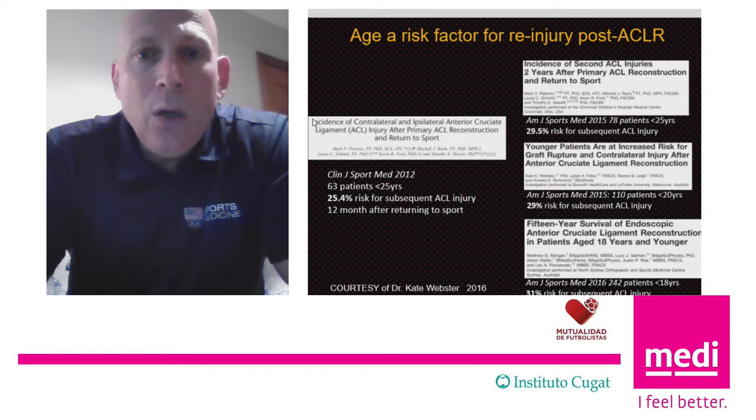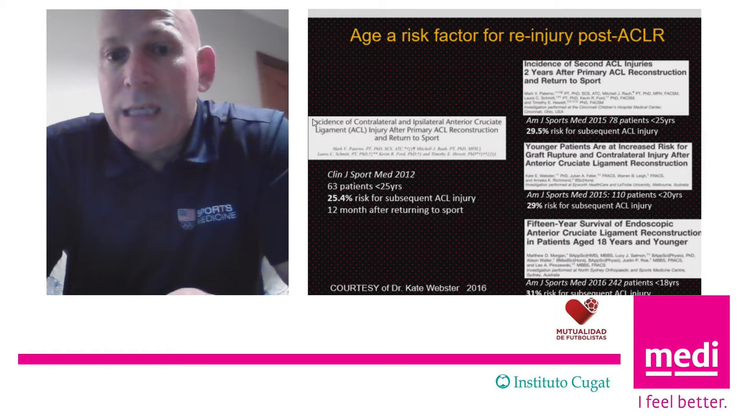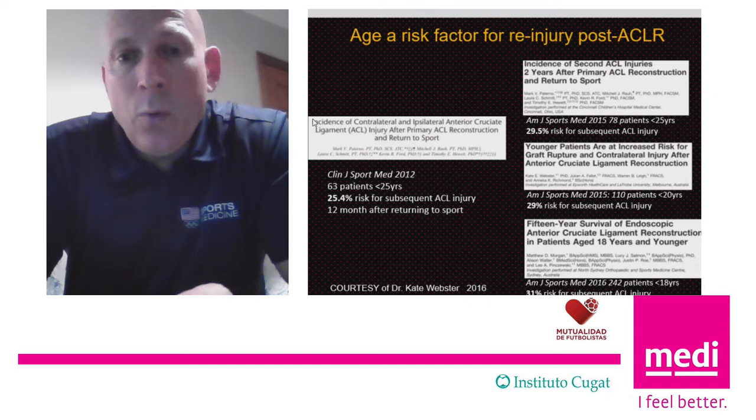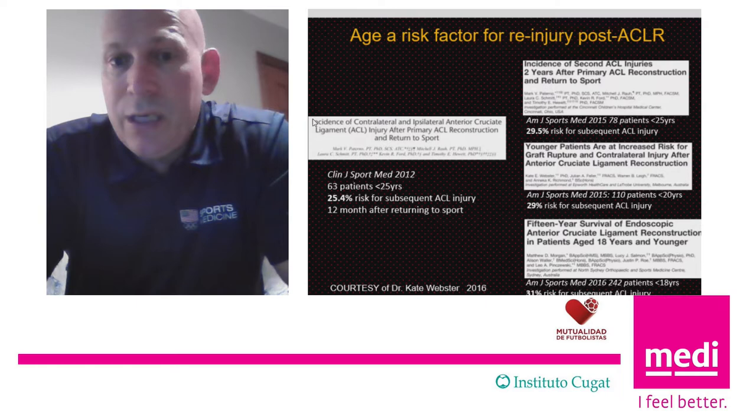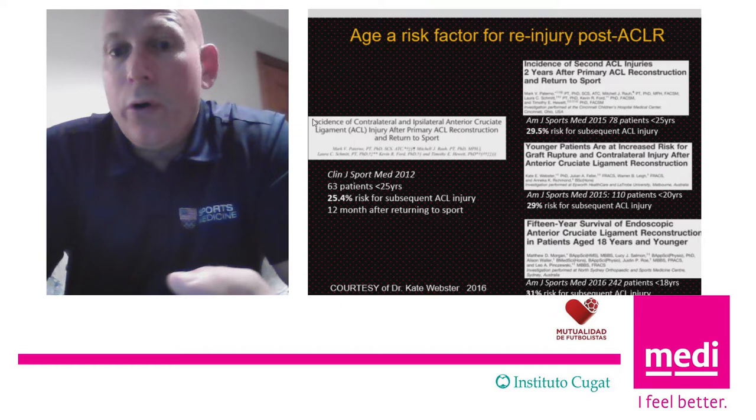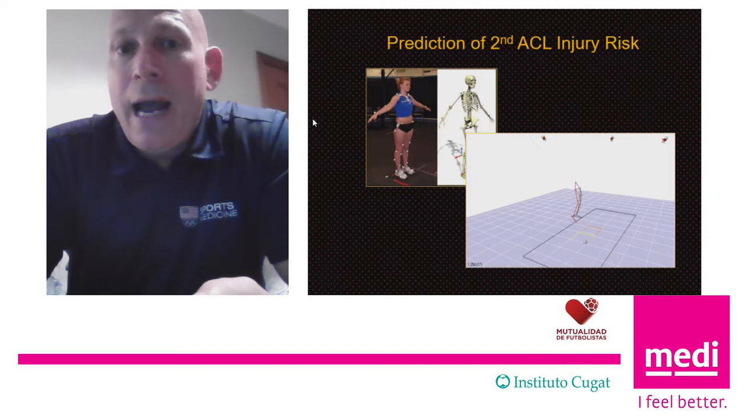We published this data that we showed after a year, about a quarter risk of a second ACL tear, and after 2 years, about a third of a risk. When we published that, people questioned it, but then the groups from Australia, Julian Feller, Kate Webster, who do a very large number of ACLs, Leo Pincheski in Sydney, show the exact same data. It's between a quarter and a third risk of a second ACL tear.